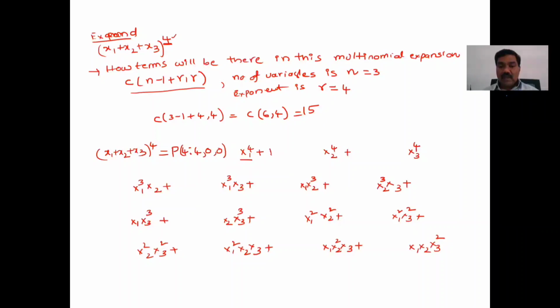Okay. Similarly, the coefficient of this will be P of 4 colon. Here x1 term is not there. Therefore, it is 0, 4, 0. Anyhow, this is also 1, but still we write something like this. And the coefficient of this is P of 4 colon. What is the coefficient of this? 4 colon 0, 0, 4.